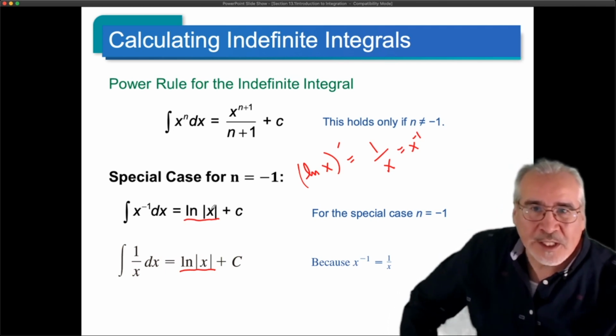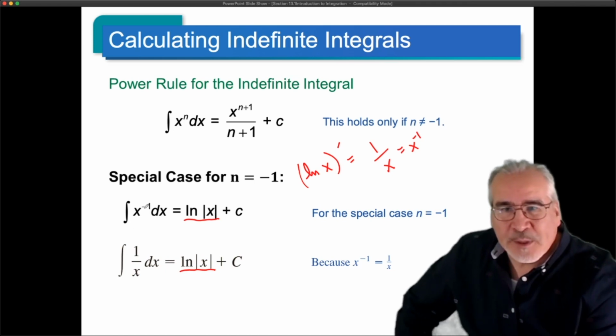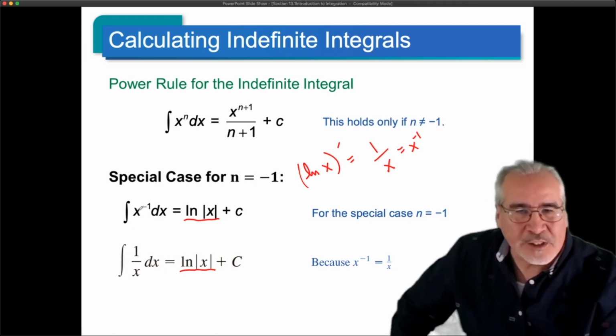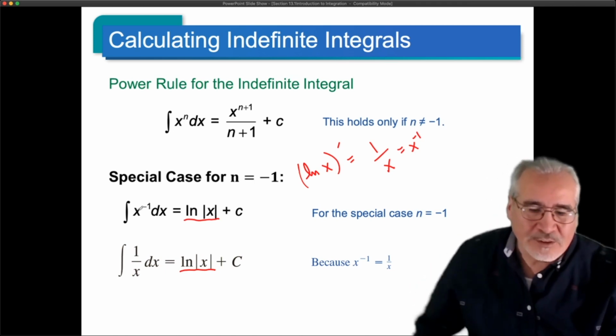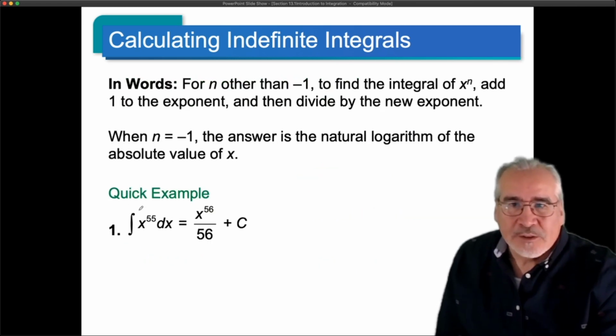So every other one, you add 1, and you go forward. This one's not too hard to remember because when you add 1, you get 0, and it just seems real weird, and it is. It's the one where you need the natural log. Okay, so here's an example.